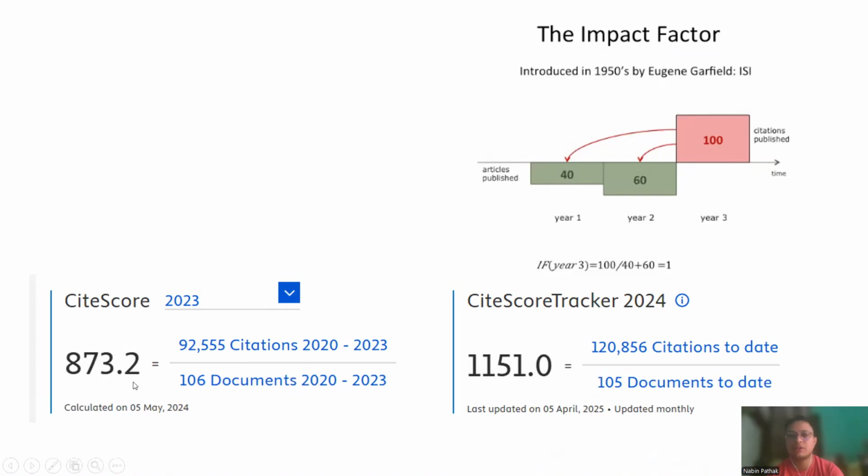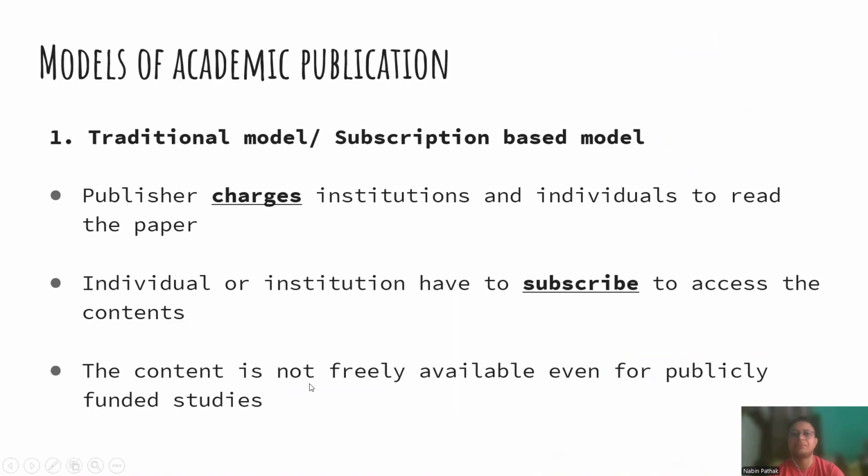This example is the leading first quartile journal, CA: A Cancer Journal for Clinicians, which is produced by the American Cancer Society. You can see that in just 3 years, there have been more than 90,000 citations, with only 105 or 106 papers published over the 3 years. So that is quite a huge number of citations.